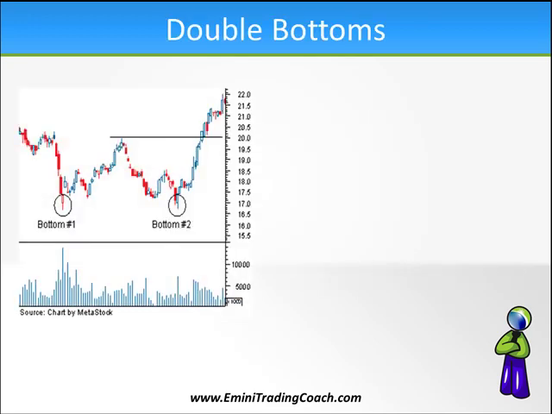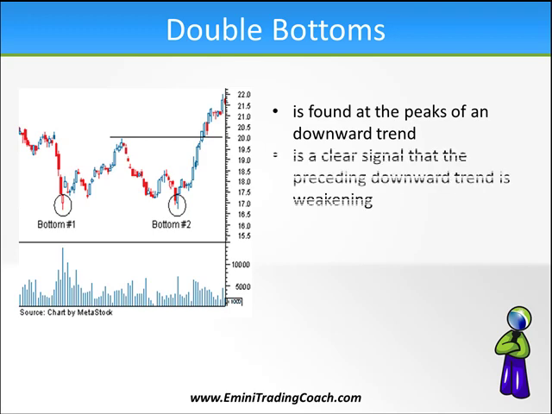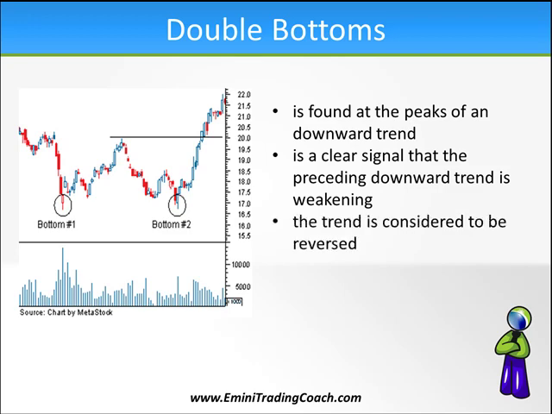Now, the opposite can be said in double bottoms. Once again, we're looking at a downtrend. We make a new low. We test that new low, and since we're not able to make a new low, the strength of that downward move is weakening, and the price begins to reverse. And now we're looking to see the stock move higher.